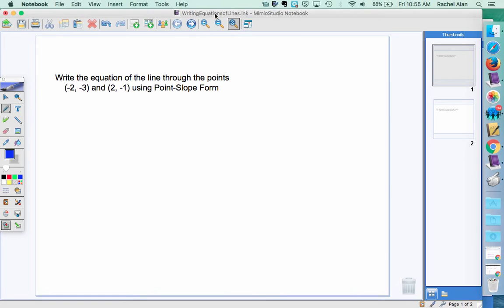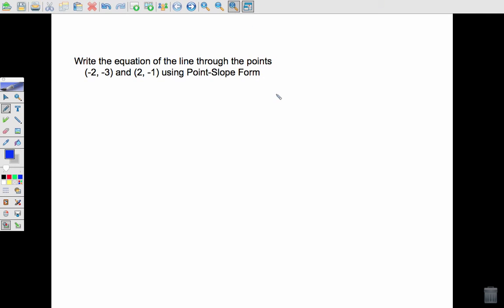Okay, so this video shows you how to write the equation of a line. There's two different ways to do it. So the first example is using point-slope form. So the first thing you need to do is remember point-slope form.